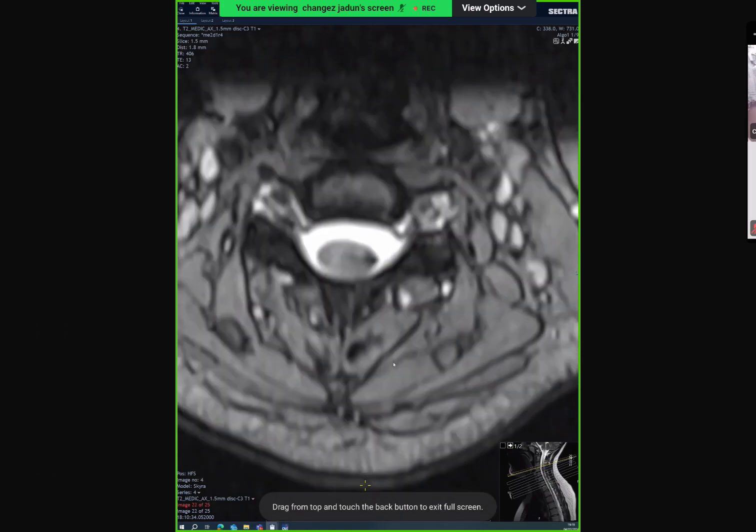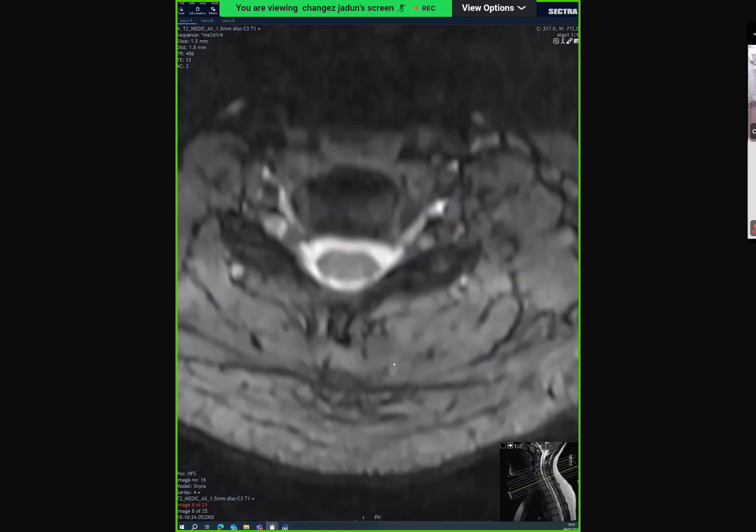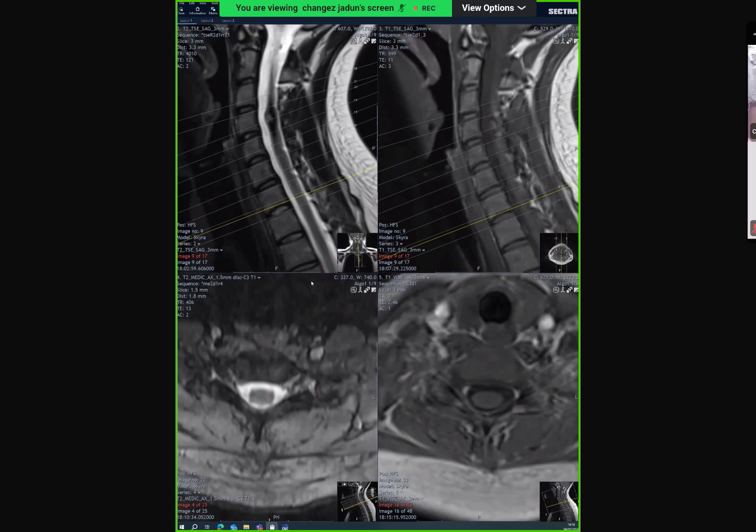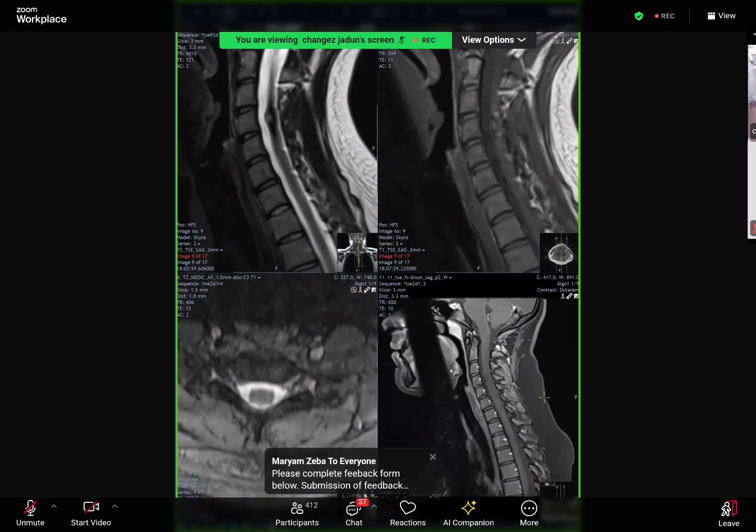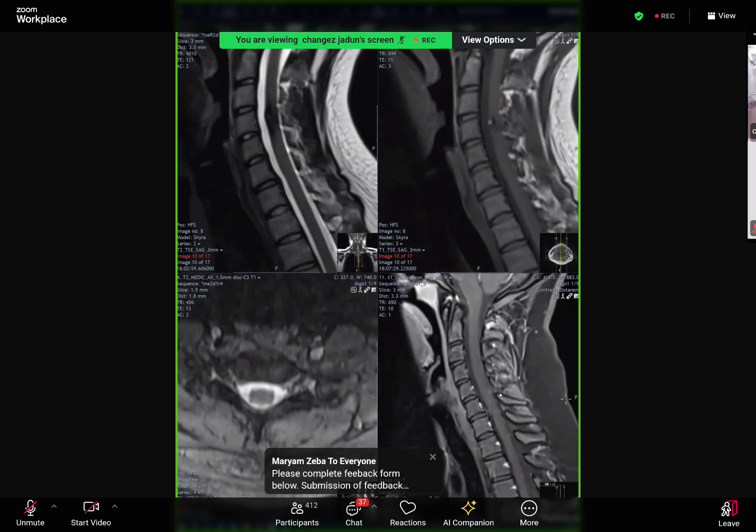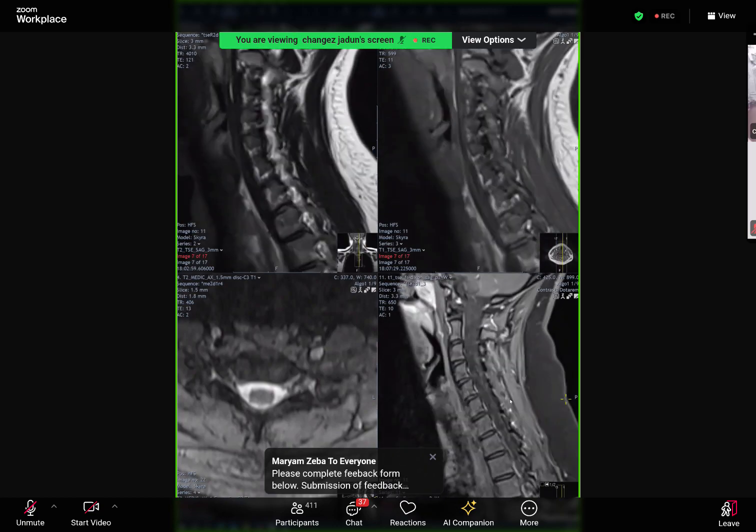I would like to see the contrast images. Contrast images were not considered necessary here. Okay, but why do you want to give contrast? What is in your mind that you think is necessary? Just to further characterize, whether contrast is required. Here are your contrast images.